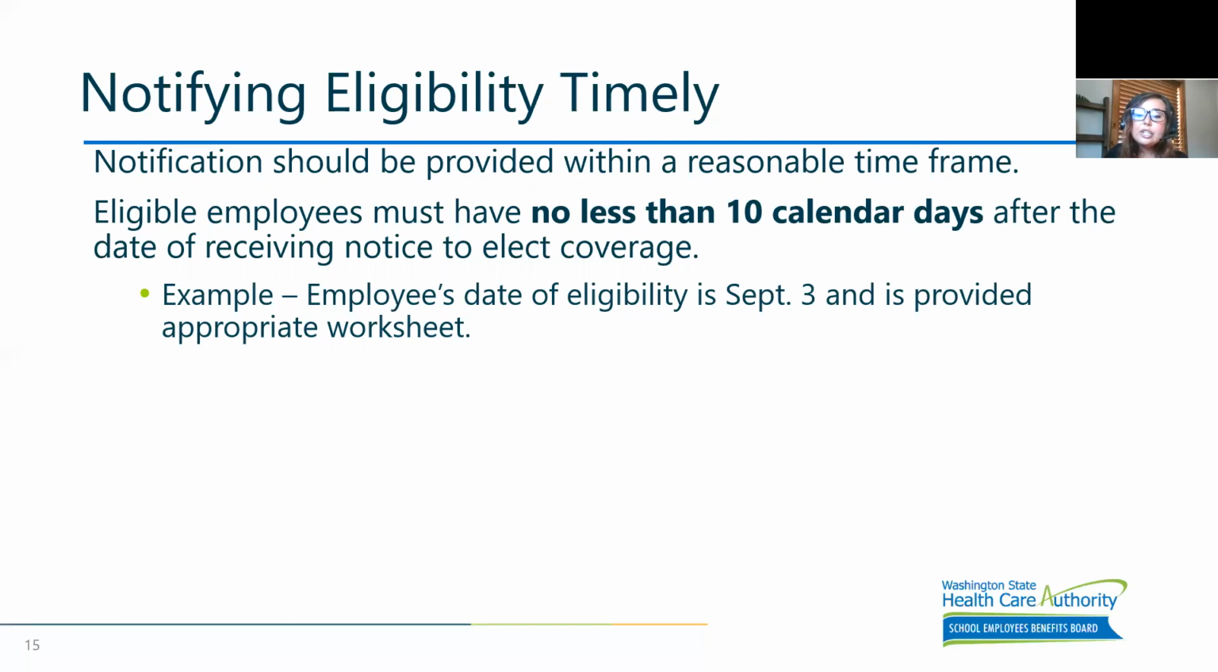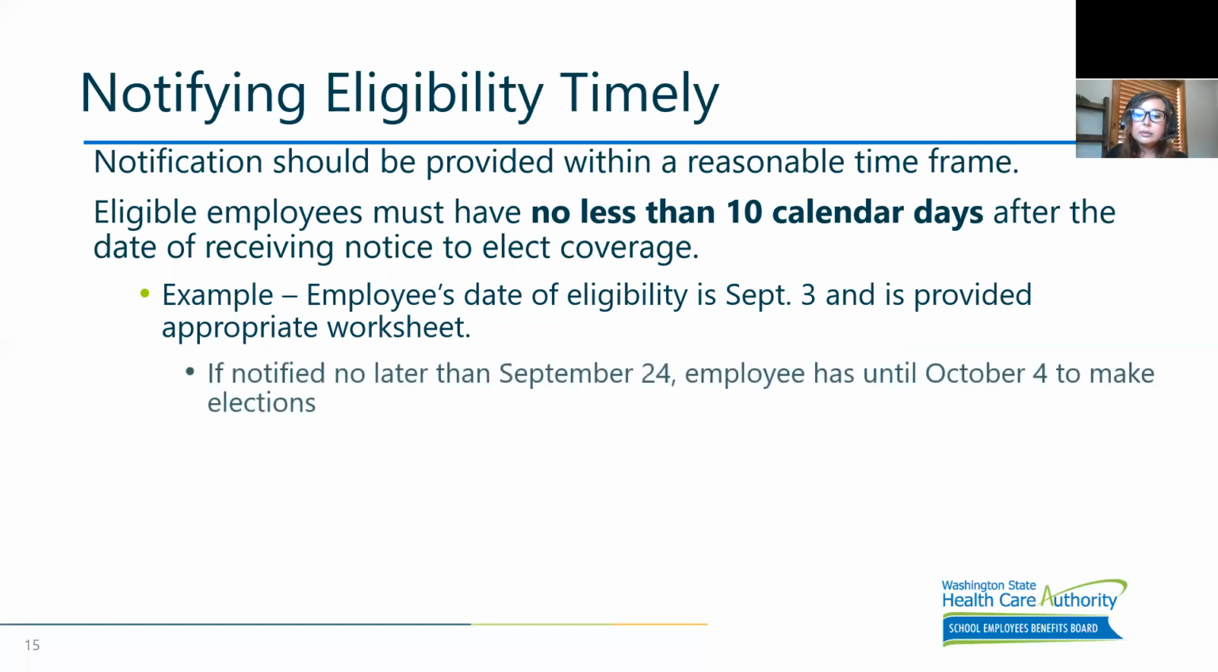Let's say you have a newly eligible employee and their date of eligibility is September 3rd, and they're given the appropriate worksheet, letting them know that they are eligible. If the employee is notified no later than September 24th, the employee is still within their initial 31-day enrollment window and will have until October 4th to make elections. See how they have at least, no less than, 10 days to make their elections.